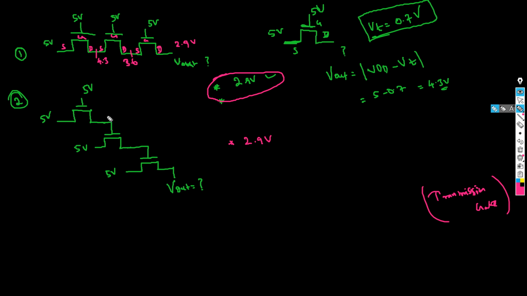Okay, now say what it is going to be here, VDD minus VT, what would be the value? 4.3. And what would be the value here? VDD minus VT, what is your VDD? Same 5 volt. Remember, your source is always connected to 5 volt. Only your drain, you know, your gate is being driven by something else. Now it is going to be again 4.3 volt, and here also it is going to be 4.3 volt, isn't it? Try figuring it out.